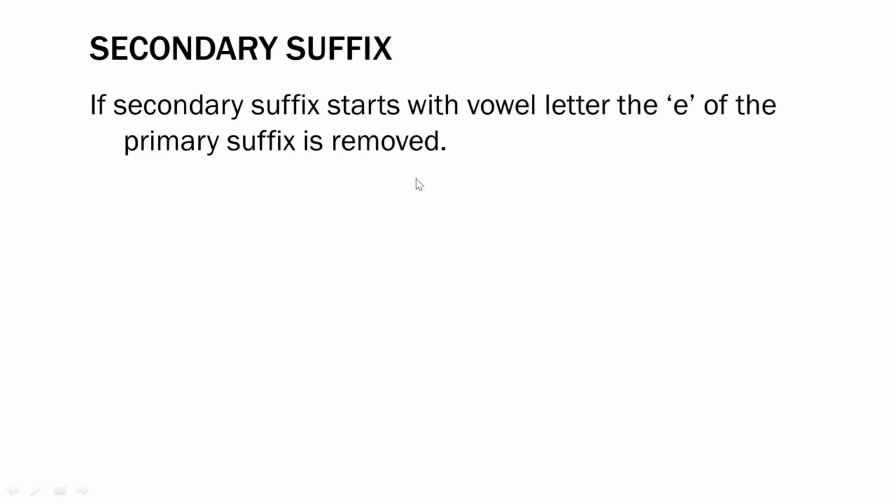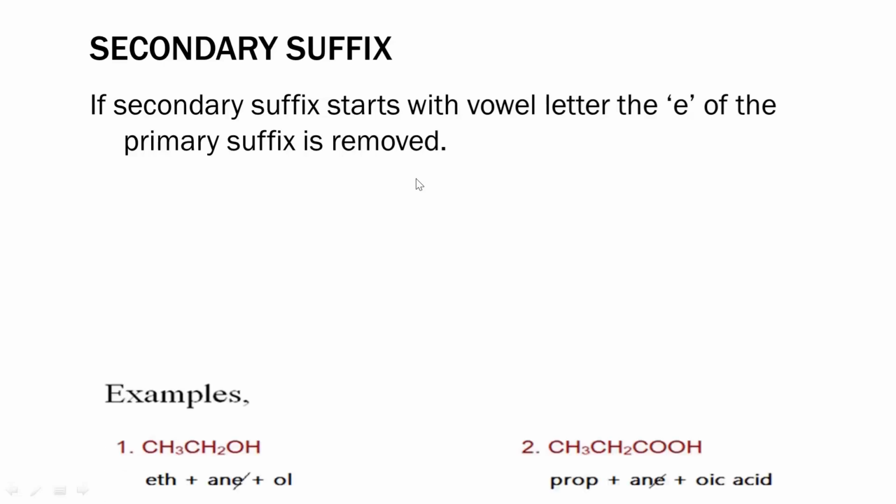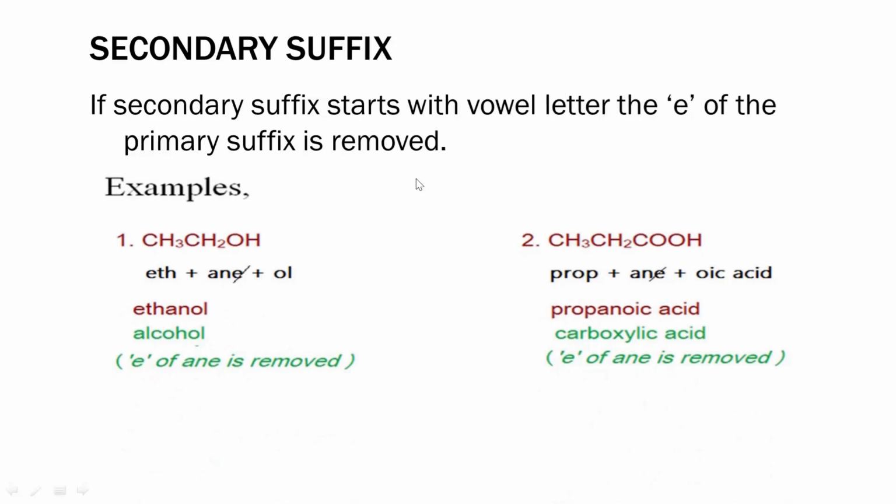So the last letter, that is E of the primary suffix, is removed whenever the secondary suffix starts with a vowel letter. For example, we have the OH group, that's why we use OL. First of all, that is the point for secondary suffix. And then if we are using OL, then O is a vowel letter, that's why the E of the primary suffix, that is ane, E of the ane is removed.